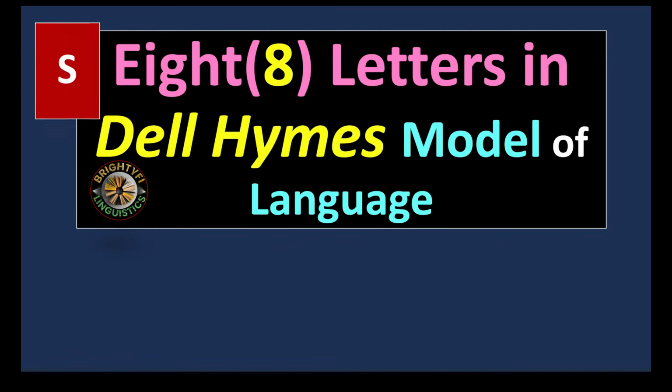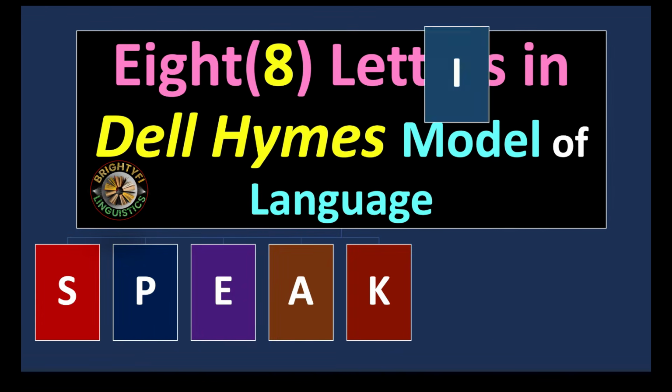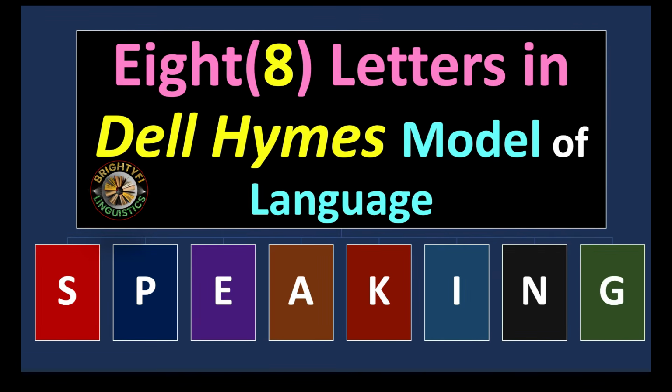If you look at, we have S, we have P, we have E, we have A, we have K, we have I, we have N, and we have G. And if you put each one of them together, it becomes speaking. So it's a model of language. It's a function of language. Now let's discuss each one of the letters, its significance and importance, its meaning and its relevance in detail.